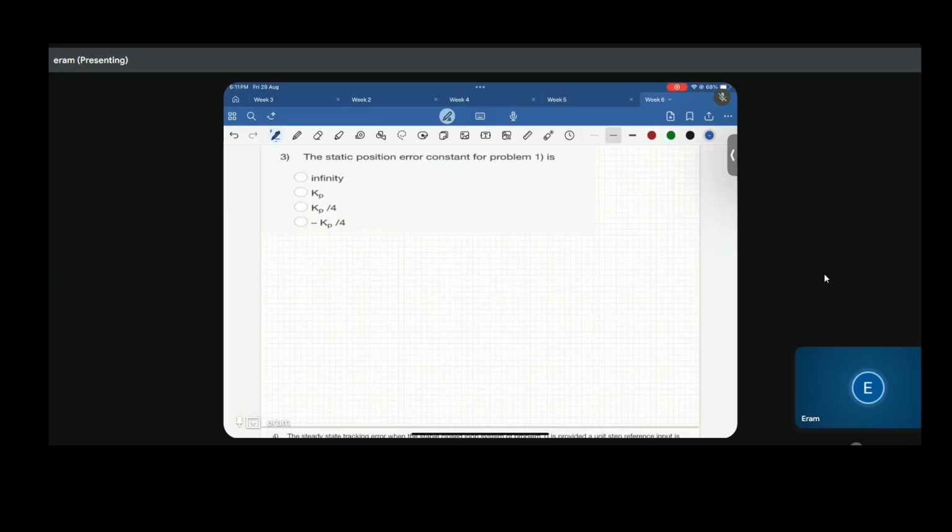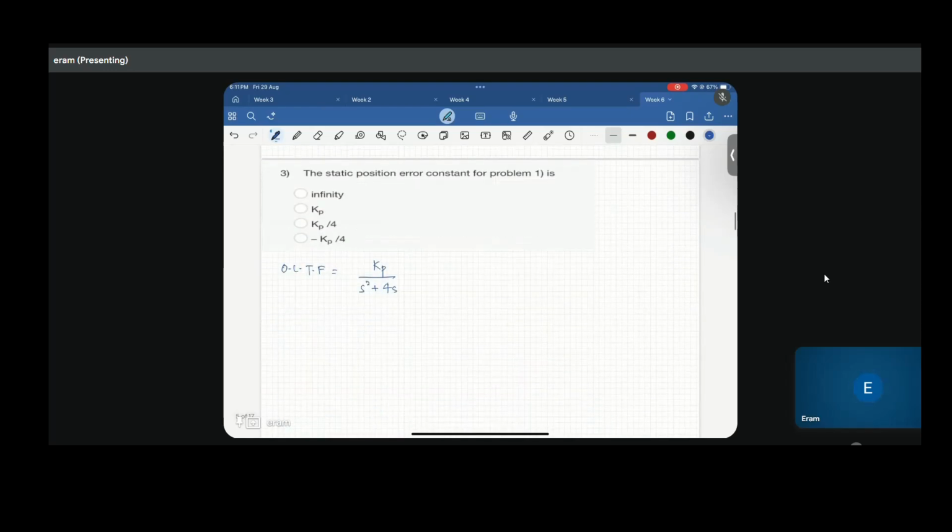Okay, for this problem, we need to find out the static position error constant for problem 1. So, problem 1 has the open loop transfer function as Kp divided by s square plus 4s. So, for this one, we need to find out the static position error constant.